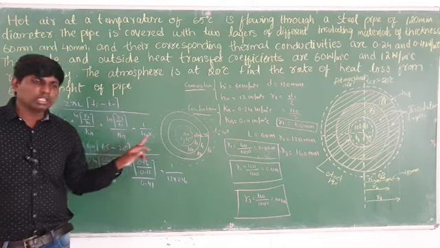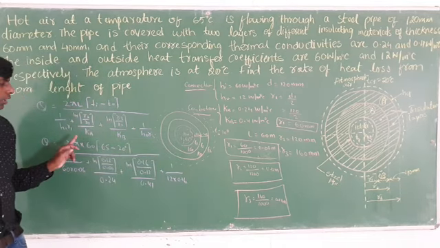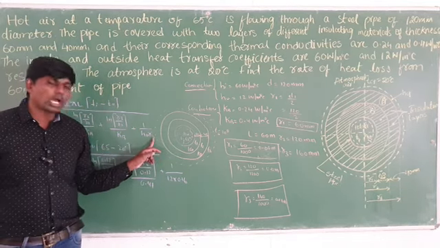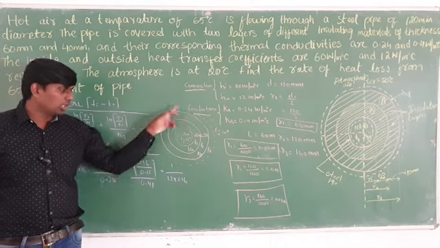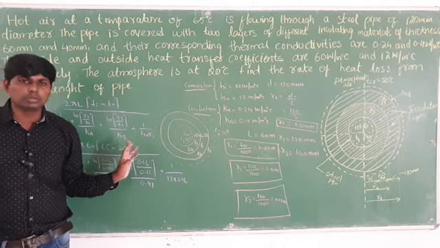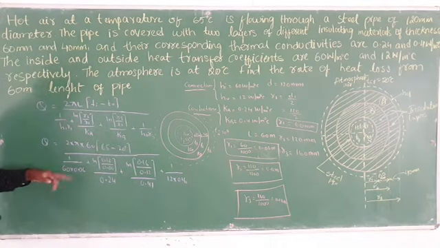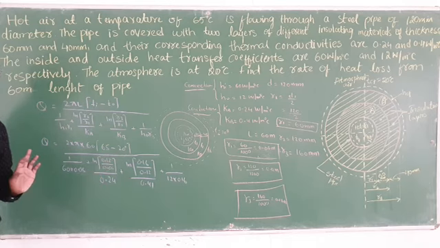Inside, hot air is there. So 1 by Hi Ri plus 1 by Ho R3. Why R3 here? The outer insulator's outer radius is R3 only, so you have to take this one. After that, you know the value of everything, and if you substitute, in a single step also you will get the answer, but try to solve it step by step.